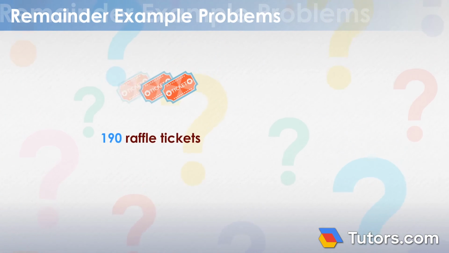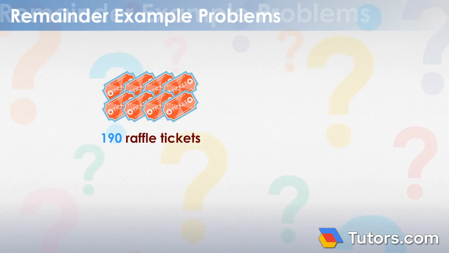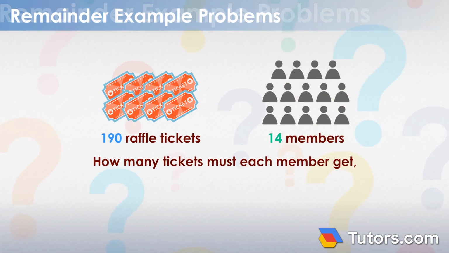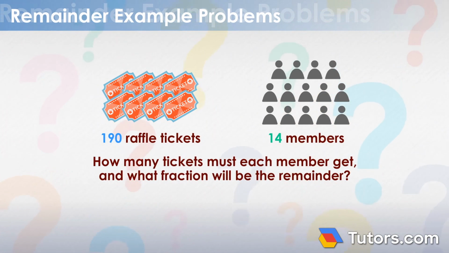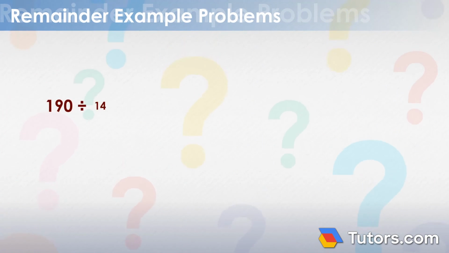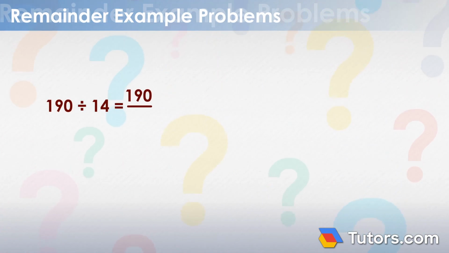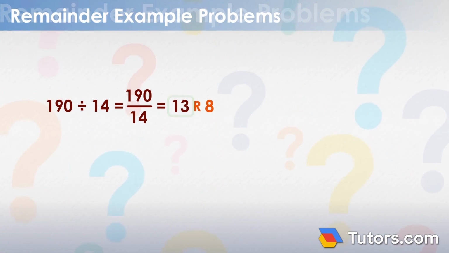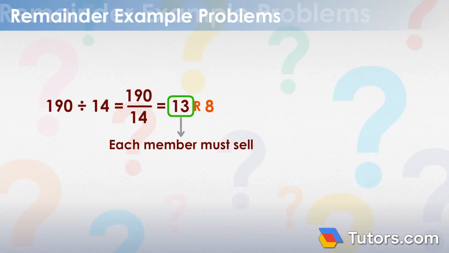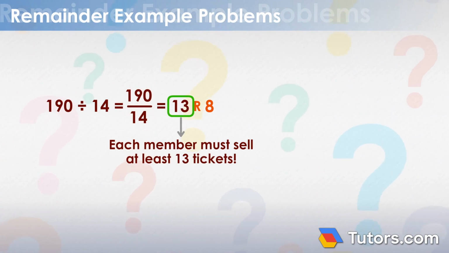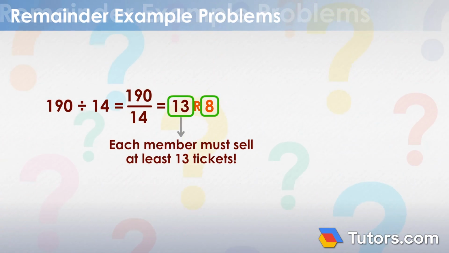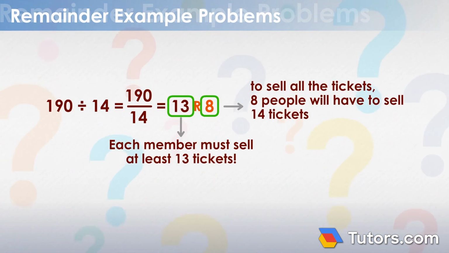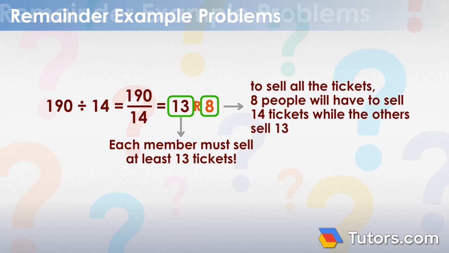Suppose you had 190 raffle tickets to fairly divide among the 14 members. How many tickets must each member get, and what fraction will be the remainder? Let's divide. 190 divided by 14 equals 13, remainder 8. Each member must sell at least 13 tickets. There will be 8 tickets remaining, so to sell all the tickets, 8 people will have to sell 14 tickets, while the others sell 13.